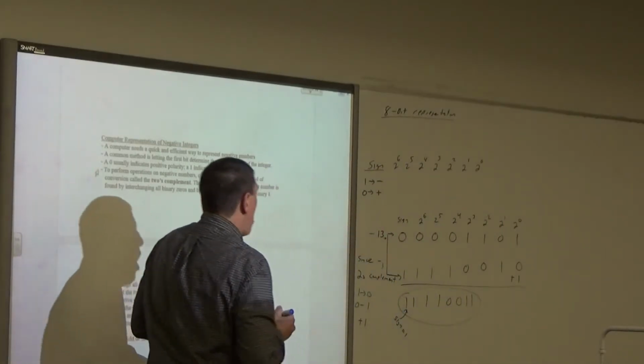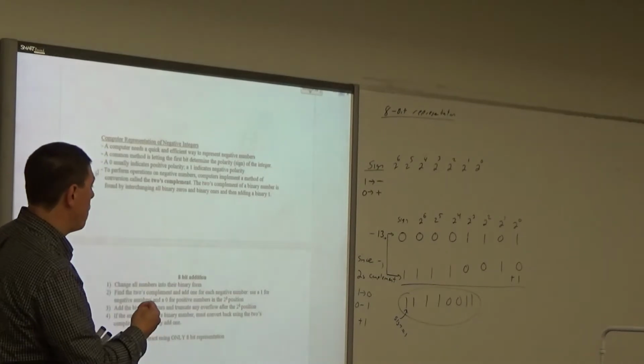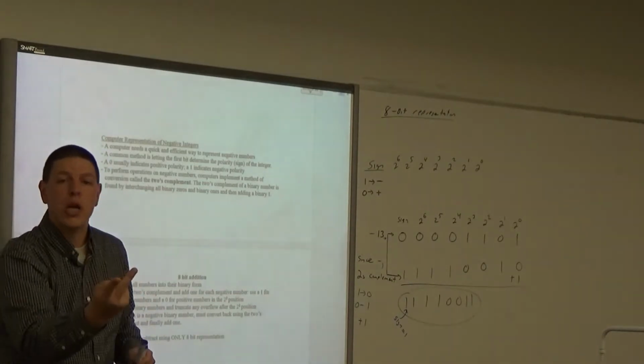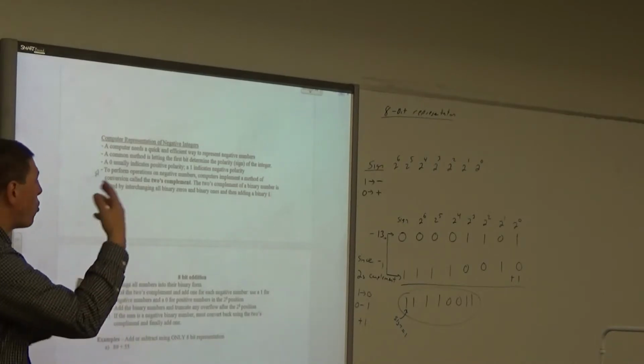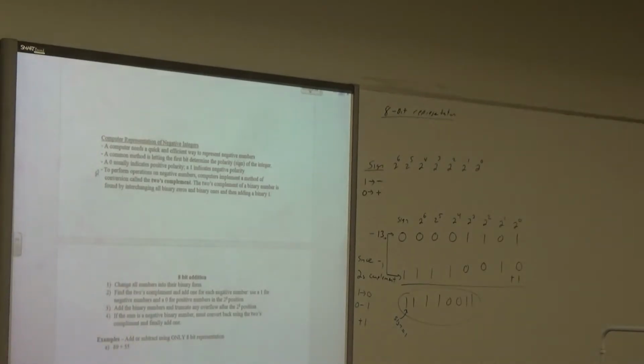And the computer says, oh okay, that sign is a 1. That means I have to take 2's complement, and then I have to print out a negative to start with this. Okay? So that's the way the computer reads this. It's the algorithm that it has.